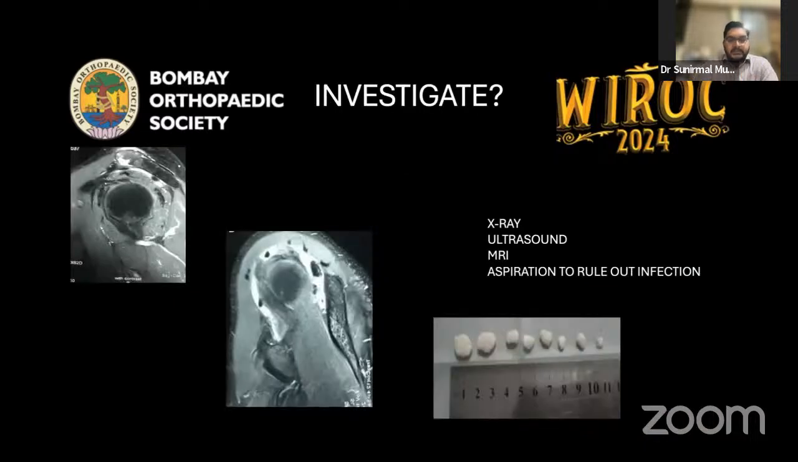The first investigation which comes to my mind is getting an MRI scan, because with MRI we can not only find out the number of loose bodies, but also the synovial hypertrophy, and we can know if there is any cartilage destruction or severe arthritis in the shoulder joint, which can be missed on X-rays. Just to complete the list, ultrasound is another option, and aspiration can be done in a few cases whenever we are suspecting an infection. In this case, it was not needed because the inflammatory markers were normal.